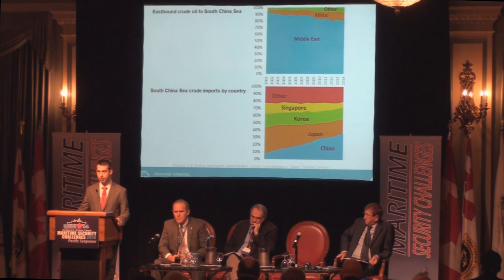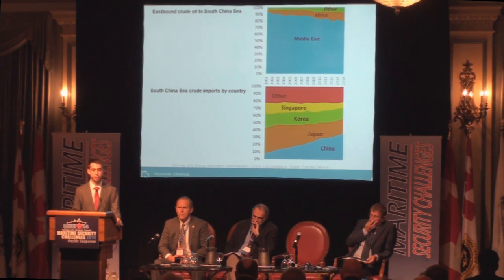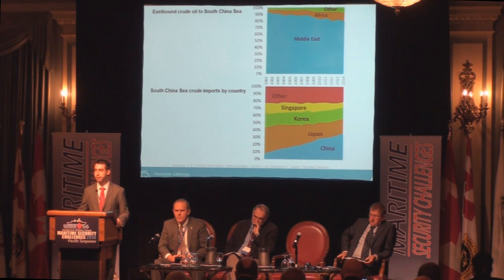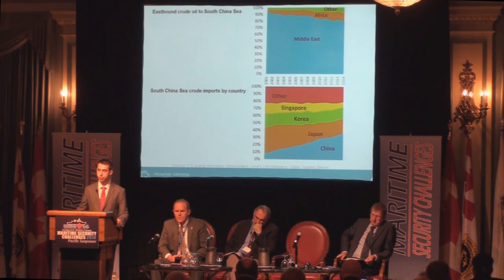This is one of the most important graphs in the presentation, I think, and these are the two most important stories here. The first one is where this oil is coming from. As you can see, in 2001, most of the oil going to the South China Sea comes from the Middle East, over 90% of it. And that's fallen through 2014, what we estimate. And why is that?